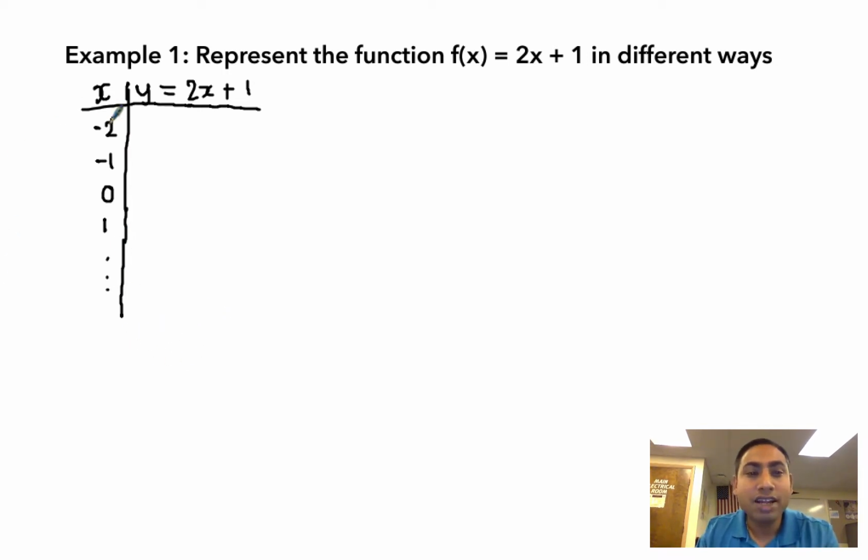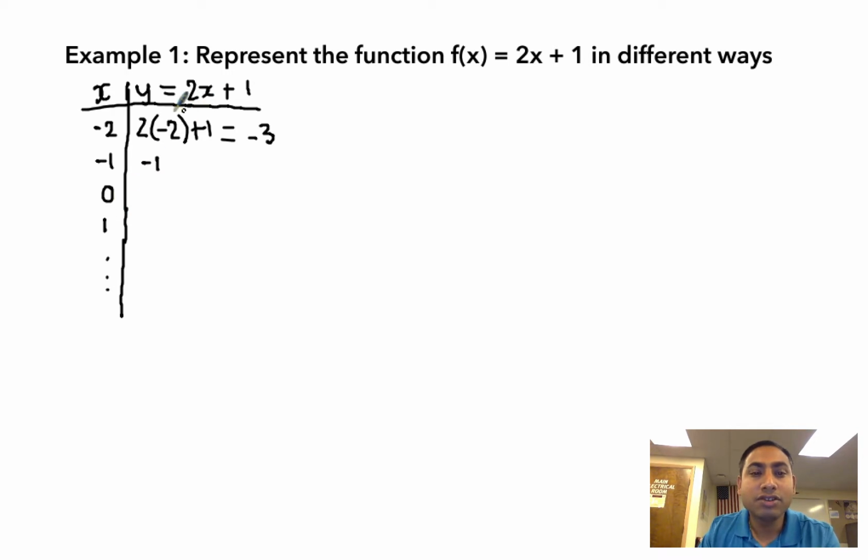Okay, so now when I plug in -2 for x, I get 2 times -2 plus 1. So 2 times -2 is -4, plus 1 is -3. Now you don't actually have to show this work. You can directly give the y value here, and that's what I'm going to do for the remaining x values. So now I'm going to plug in -1 for x, so 2 times -1, which is -2, plus 1 is -1.